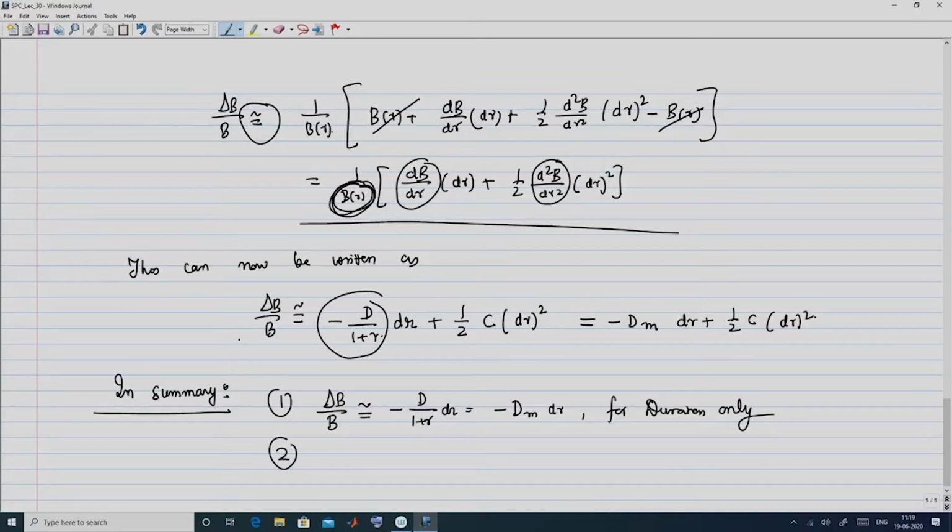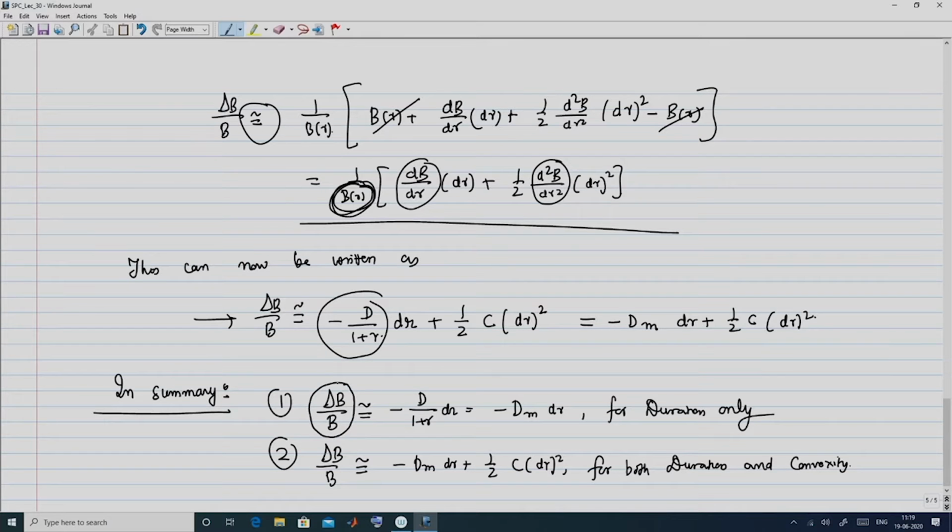And secondly, from this expression we get delta b over b, which is approximately minus dm into dr plus half c of dr square, for both duration and convexity. So, that means that you can get an estimate of the percentage change in the bond price. This first term is some sort of a first order approximation, and this expression here is some sort of a second order approximation.